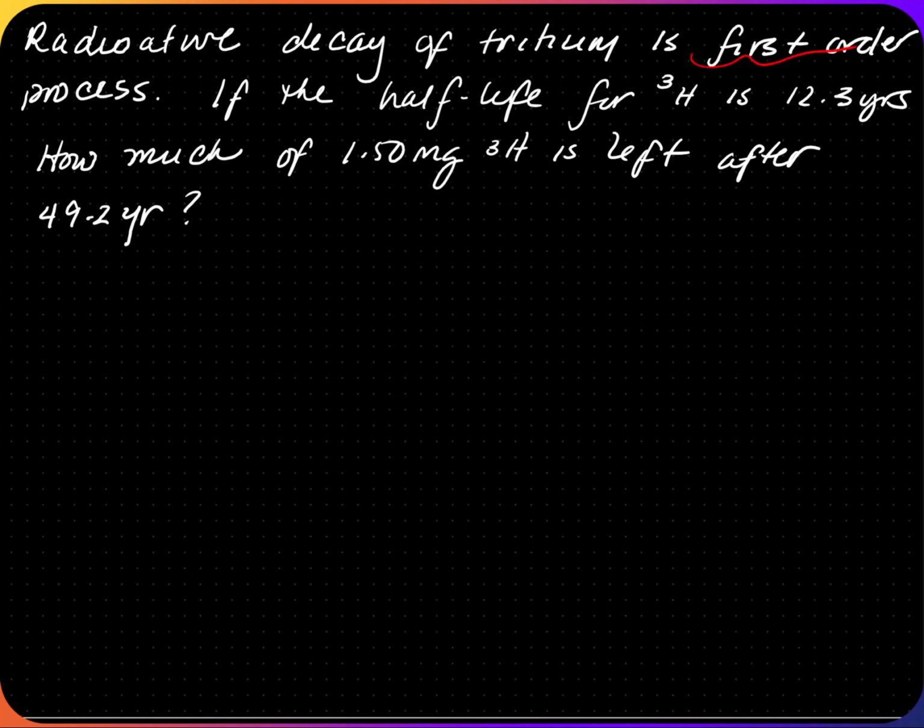This is the first order decay. The half-life is 12.3 years, so this is T1/2. How much of the 1.50 milligrams? So that is my initial. And this is my time. So I am looking for my final, which is At. So my equation is ln At equals ln A naught minus kt.